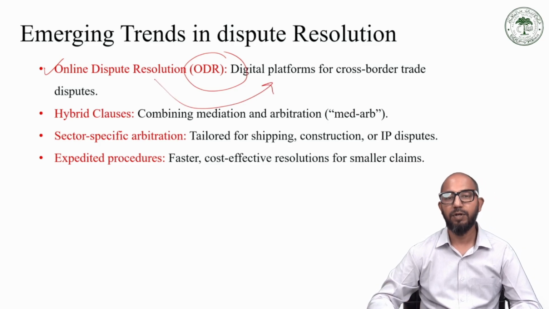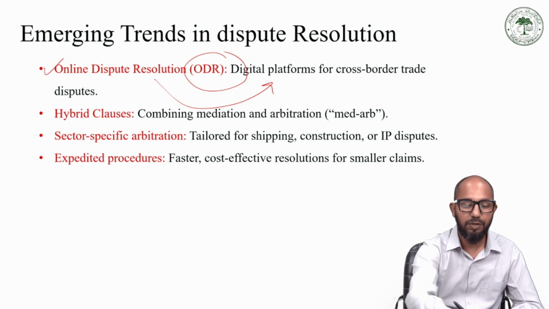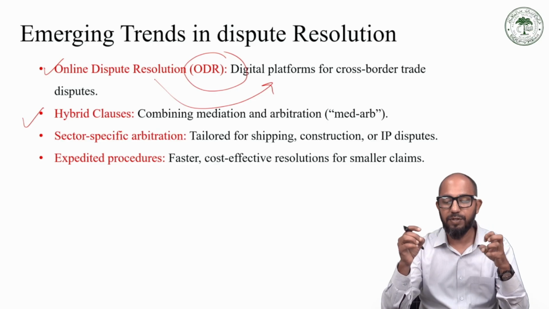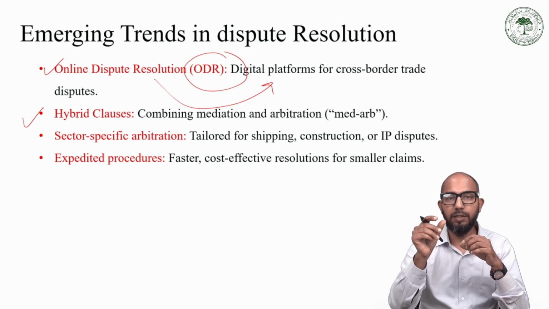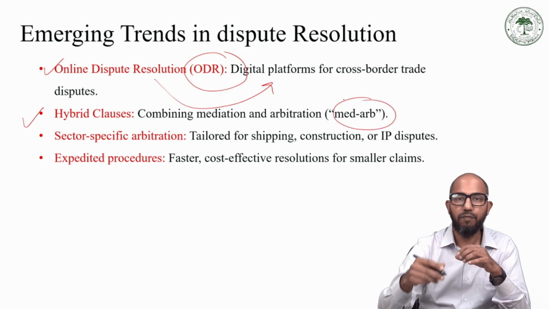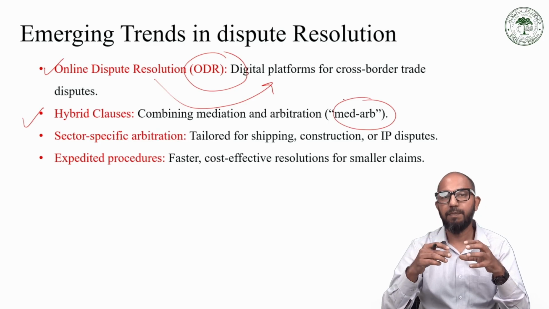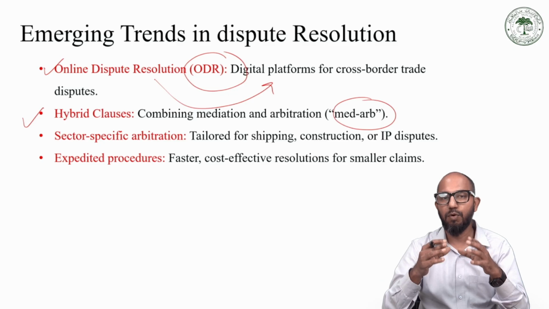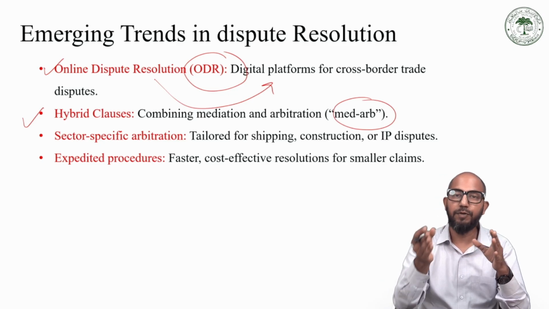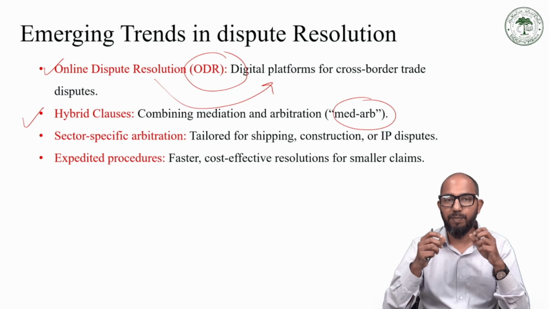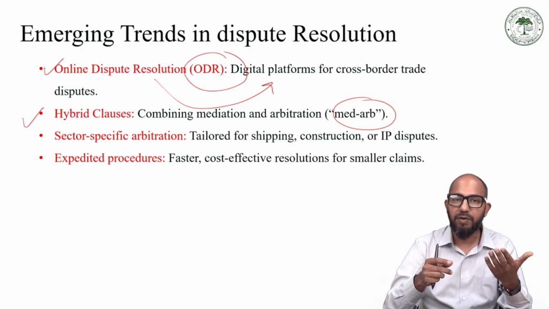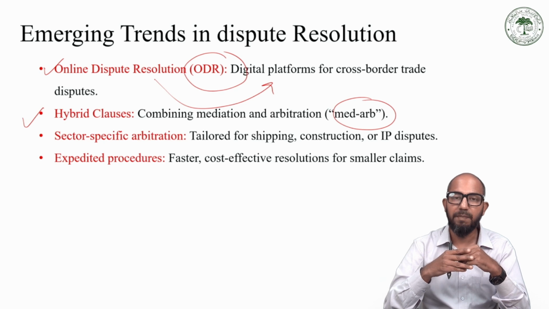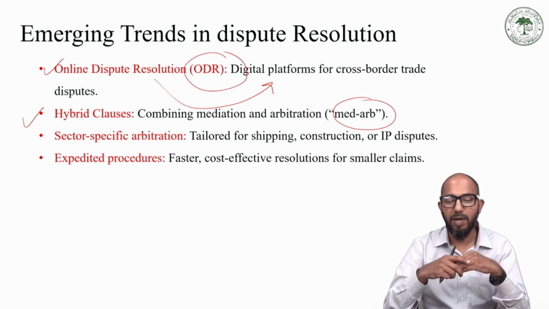The second important dispute resolution trend is hybrid clauses. The hybrid clauses combine arbitration and mediation. They are in short known as MED-ARB, where they take help of a tribunal, but they also go for mediation with the help of the tribunal itself. Thus, it becomes a blend of arbitration and mediation. So, this is an emerging trend which is coming up in the dispute settlement mechanism.